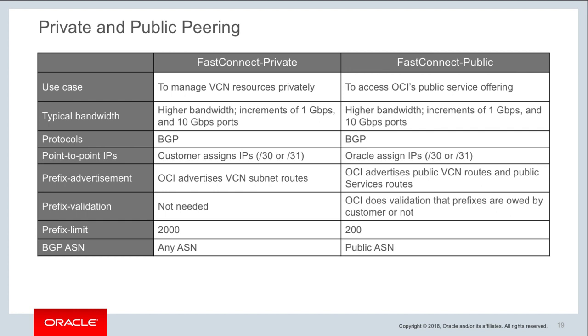There is a 2000 prefix limit on FastConnect private, and on public, it's a 200 limit. In both cases, it's a soft limit, so you can increase your resources through a request. The BGP ASN, the autonomous system number, can be any ASN for private, but in case of public, you have to provide your public ASN number.